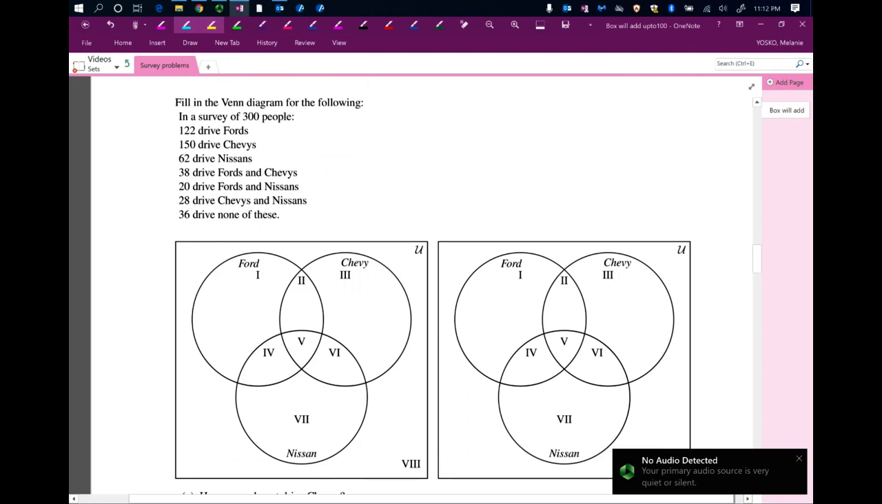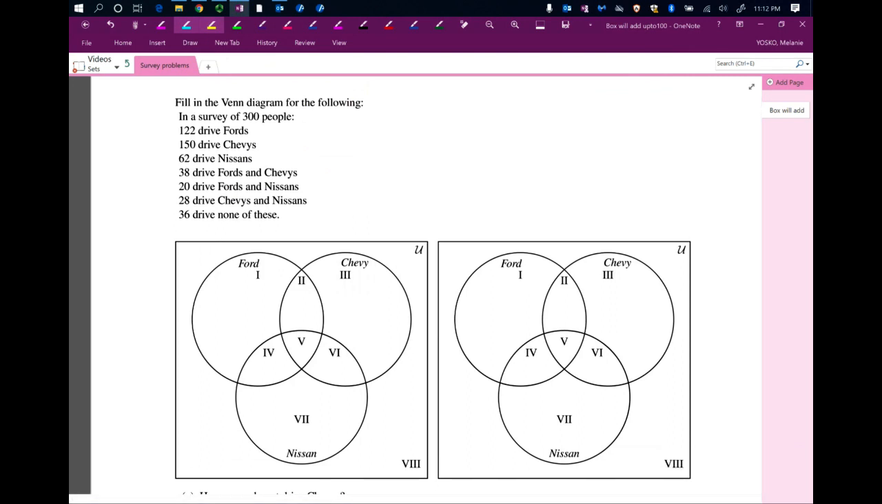Let's do a Venn diagram problem. We have this survey situation. In a survey of 300 people, 122 drive Fords, 150 drive Chevys, 62 drive Nissans, 38 drive Fords and Chevys, 20 drive Fords and Nissans, 28 drive Chevys and Nissans, and 36 drive none of these.